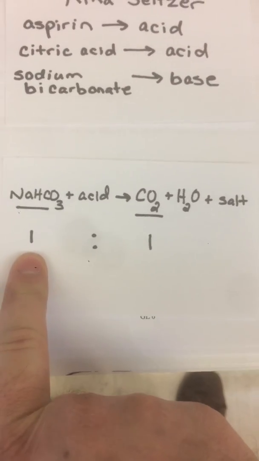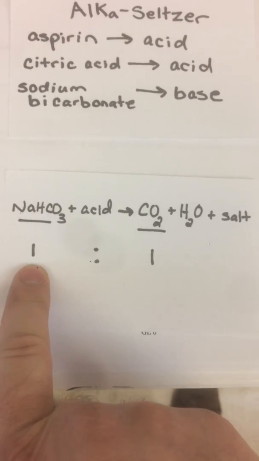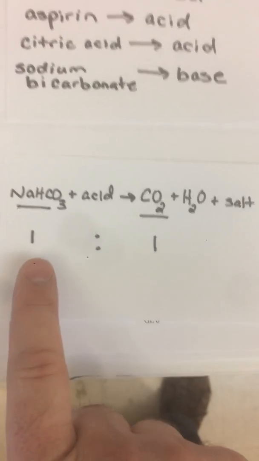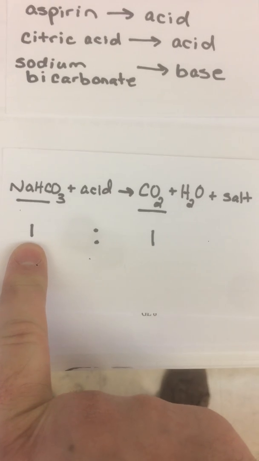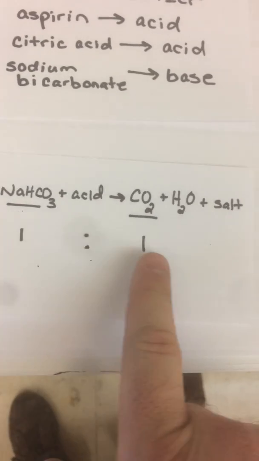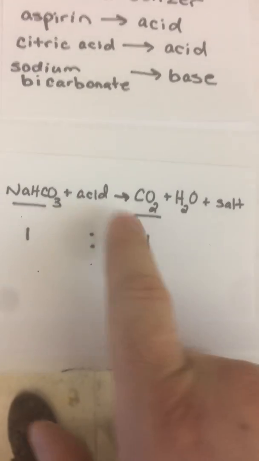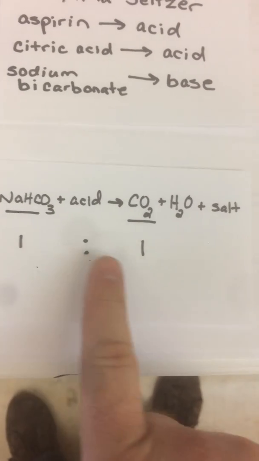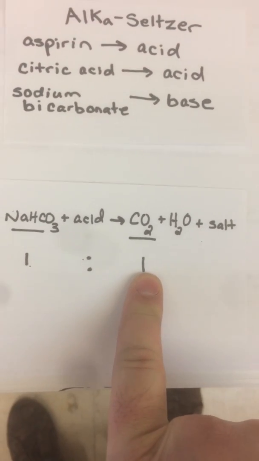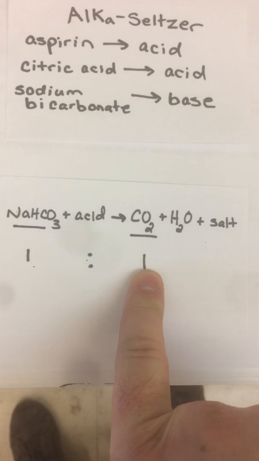This is a balanced chemical equation, so that means the coefficients next to everything are 1. So therefore, for every 1 sodium bicarbonate, we make 1 carbon dioxide. And that applies to moles. 1 mole of that makes 1 mole of that. So that's going to come into play later.